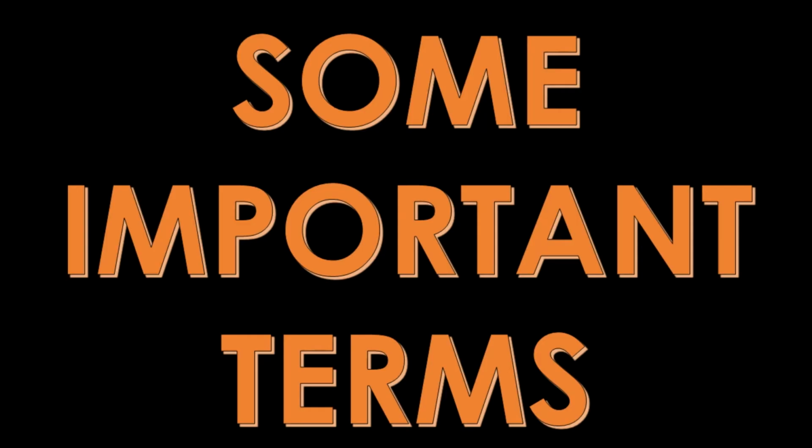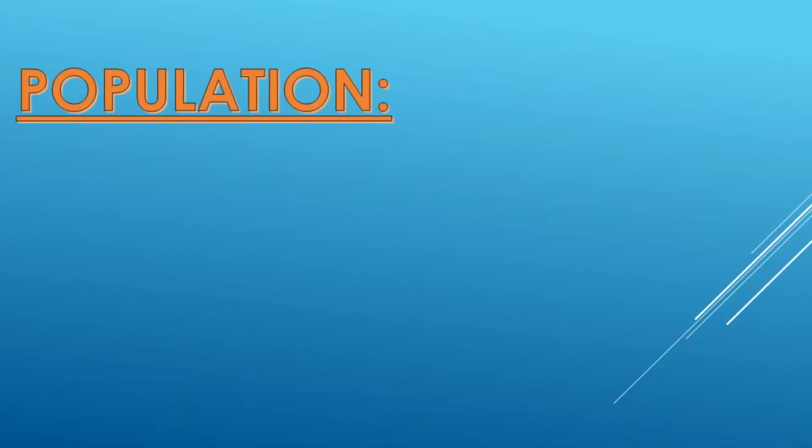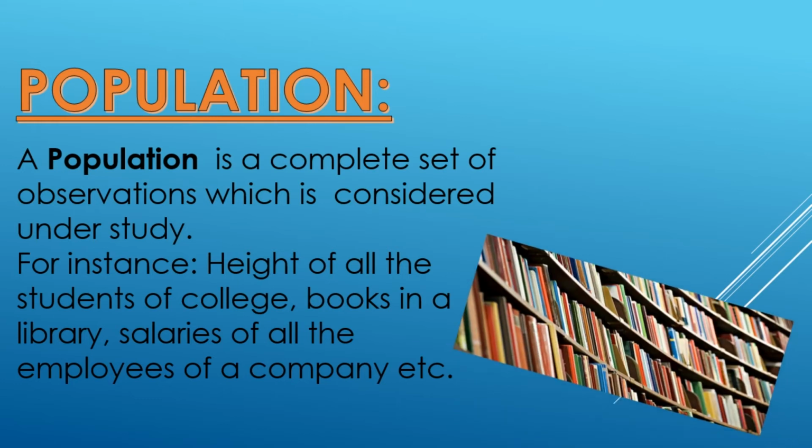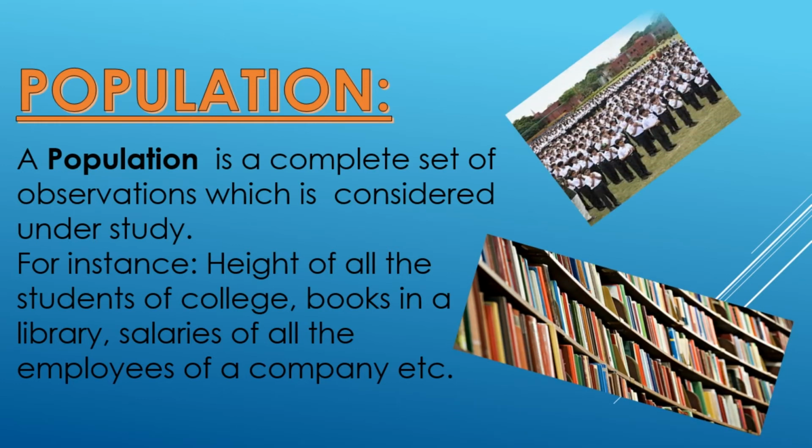Okay students, now I am going to explain to you some basic definitions of statistics. The first important term is population. What is population? A population is a complete set of observations or individuals, like all the books in the library or all the students in any school. Now we have other examples.